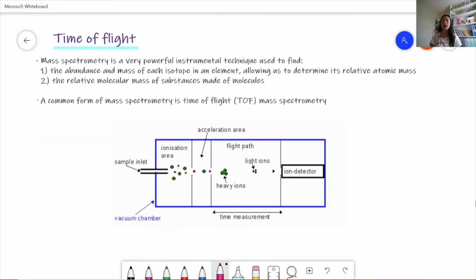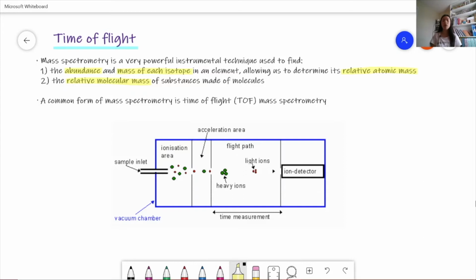So now we're going to look at time of flight. So mass spectrometry is a very powerful instrumental technique. And we can use this to find the abundance, which just means how much we have, and also the mass of each isotope in an element. And this allows us to determine its relative atomic mass. Because the relative atomic mass is just the weighted mean mass of the element in relation to 1/12 of the mass of an atom of carbon-12. And we can also find the relative molecular mass of substances made of molecules.